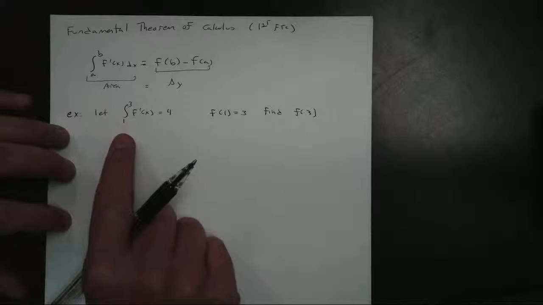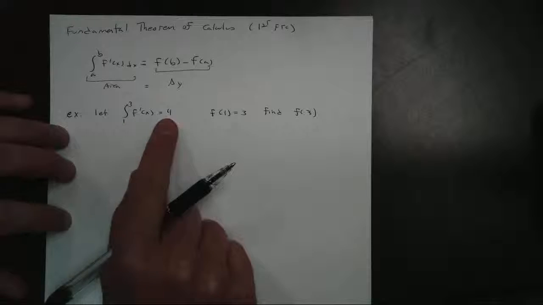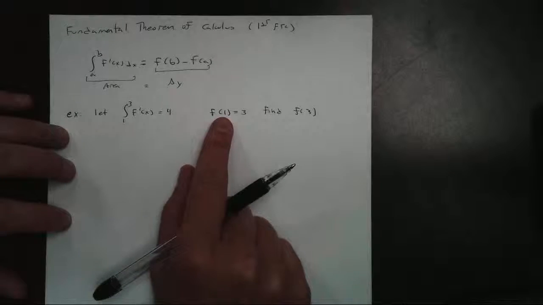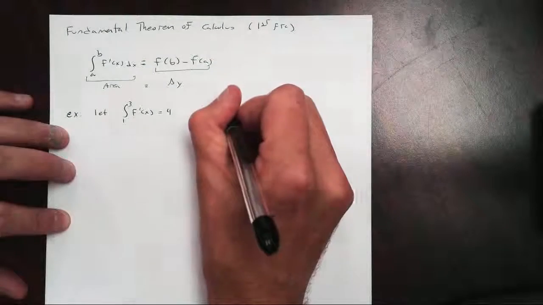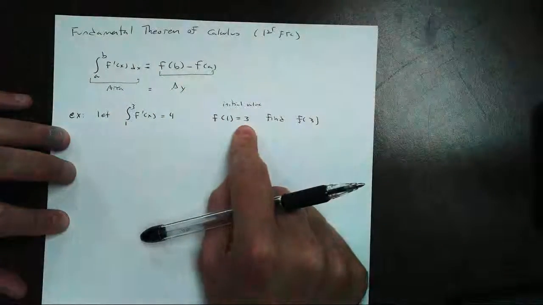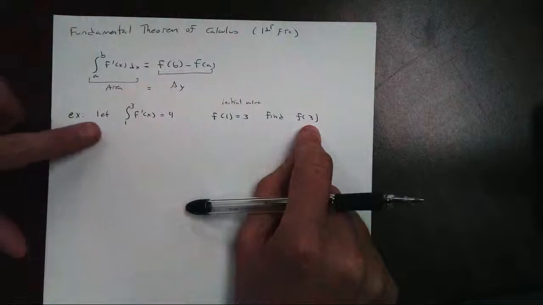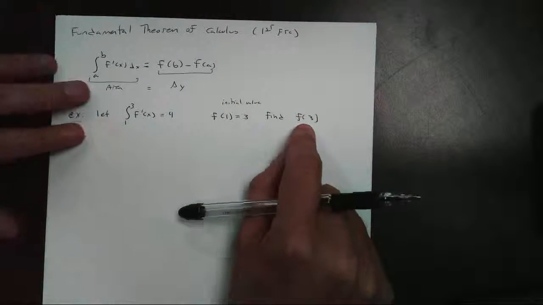Because, for example, let's take a look down here. Let the area under the curve from 1 to 3 of some derivative equal 4. And we know the value at 1 is 3. So they give us some sort of initial value here. The initial value there is 3, and we want to find the value at the end, so 3. I can use the FTC to solve for f of 3 here.